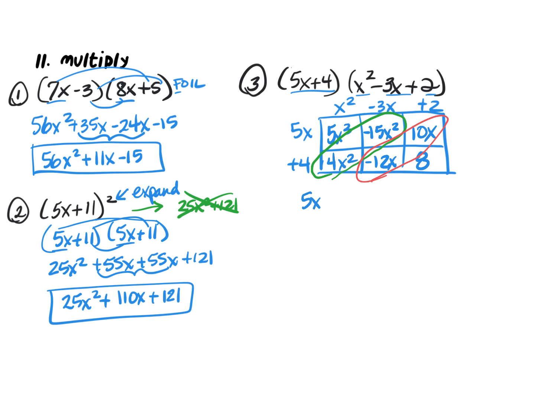So I'll have 5x cubed. 4x minus 15x squared is negative 11x squared. Negative 12x plus 10x is negative 2x, and then plus 8. And there's my answer.